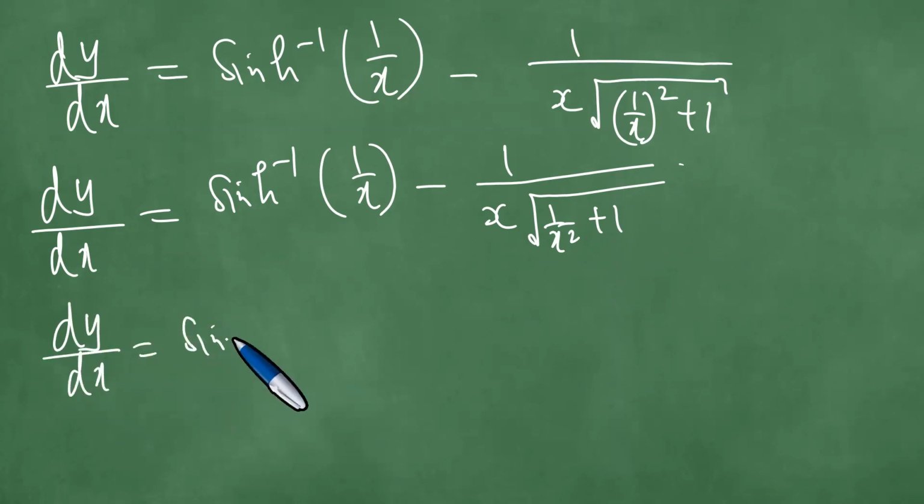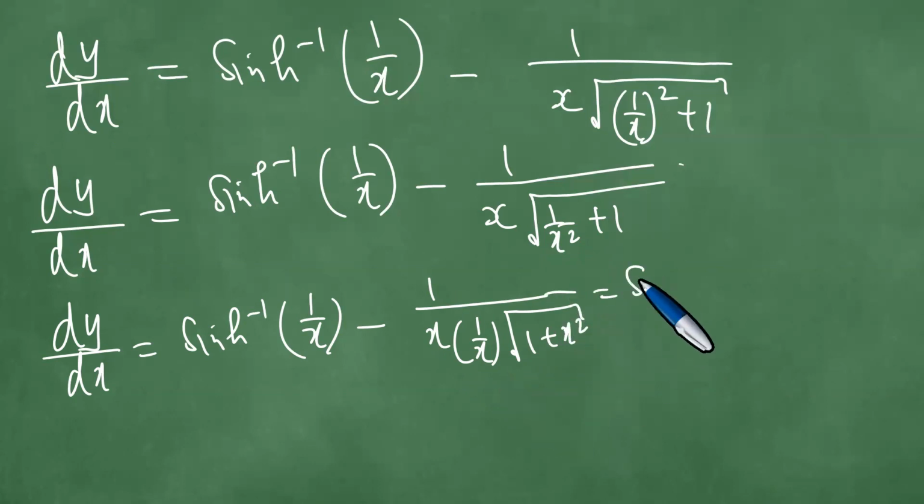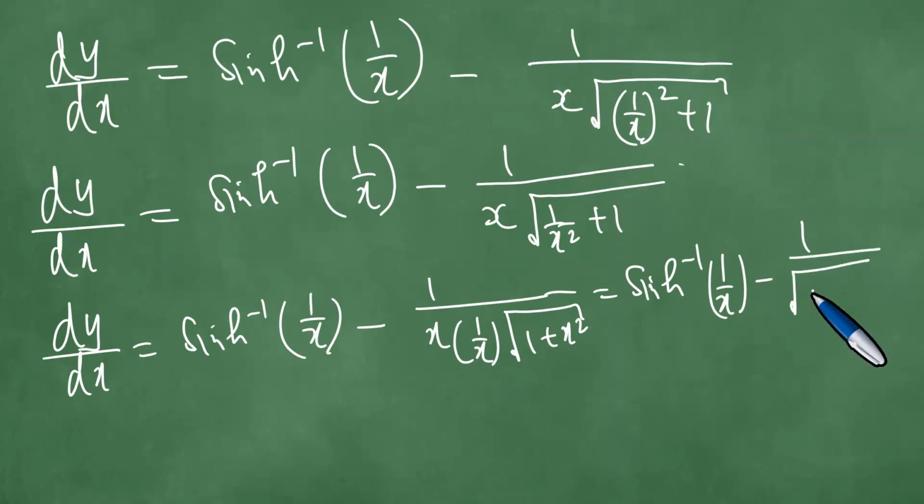But for a positive x, you can have x and you factor out 1 over x squared. The square root of the x squared is going to, for a positive x, become this. You factor out 1 over x squared. Here you have 1 and x squared. Okay, so this is arc sine of 1 over x, 1 over the square root, like this. This is the answer.